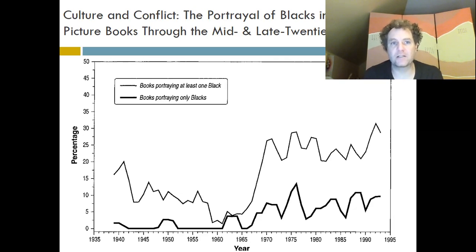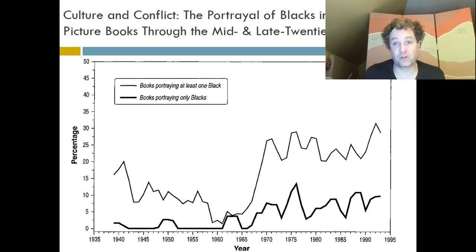And so what they want to know is, how has the representation of Black Americans in culture changed over time in America in the 20th century? Right? Are Black Americans represented more? Has there become more visibility of Black Americans? And so one way to get this is to look at one form of culture, that's children's picture books.